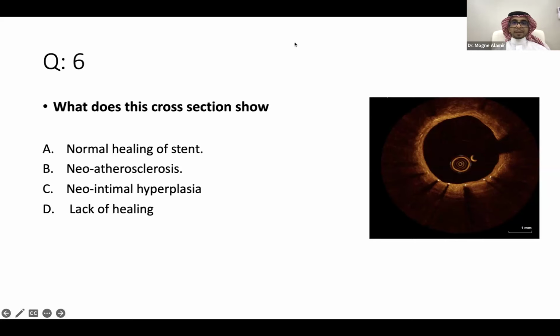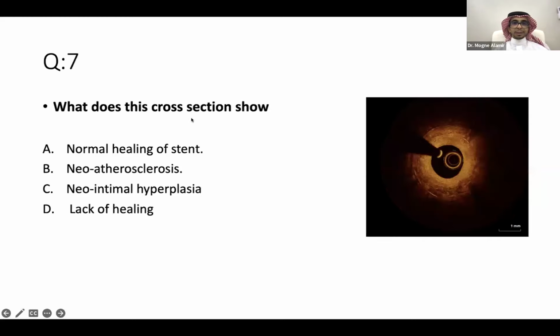Okay. And question number 7. What about this cross section?